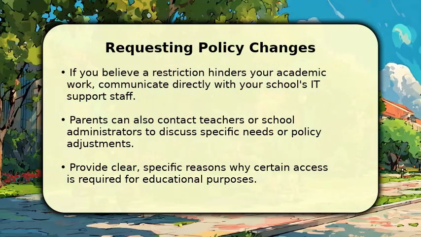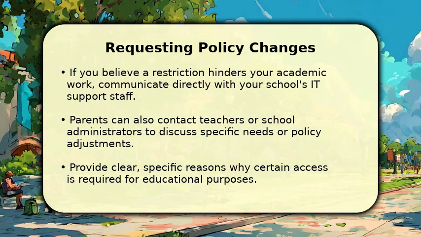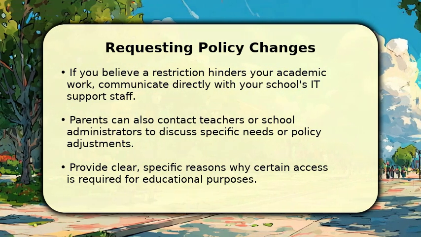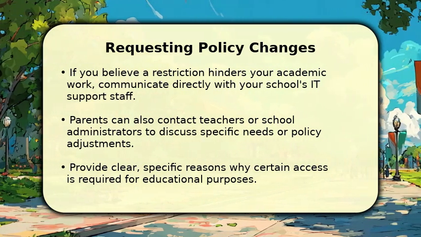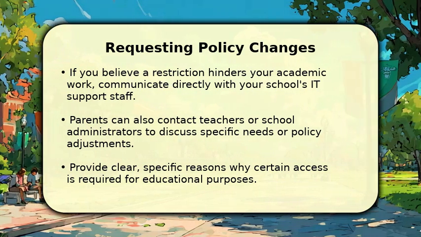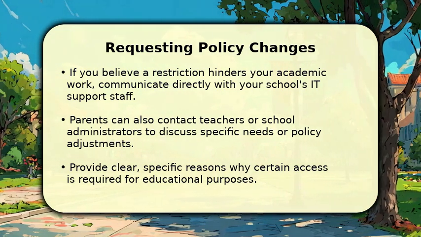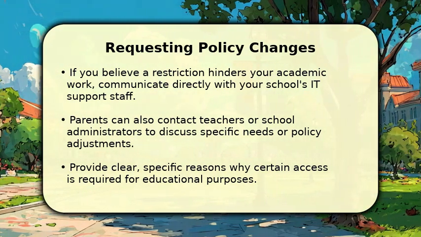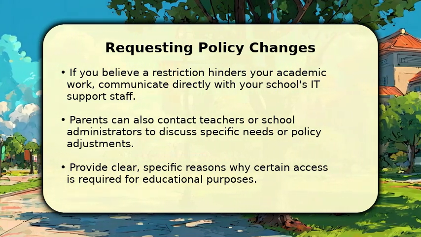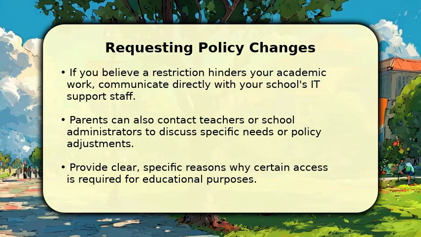If you encounter a restriction that genuinely impedes your academic work, the most effective approach is to communicate directly with your school's IT support or a teacher. Parents can also reach out to school administrators, explaining any particular academic need or concern they may have. Always provide clear, specific reasons for your request, such as needing a particular app for a class project, to help facilitate a positive discussion. Remember that changes must align with broader school policies and security protocols.